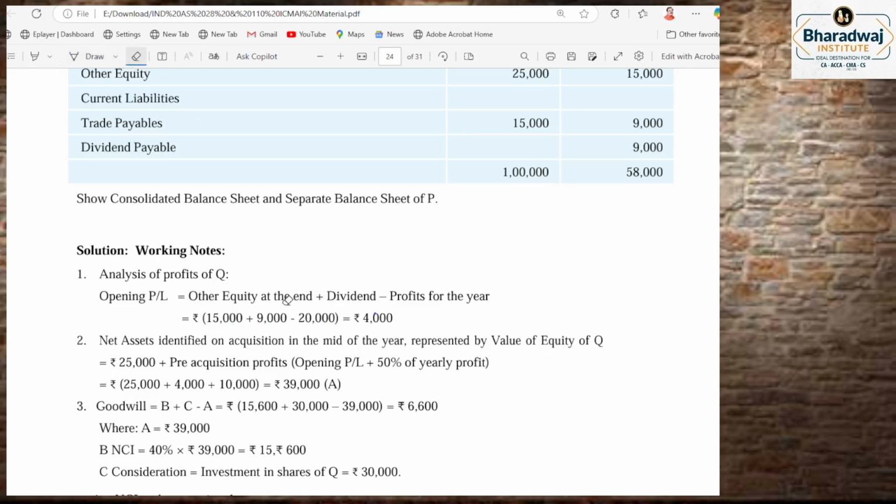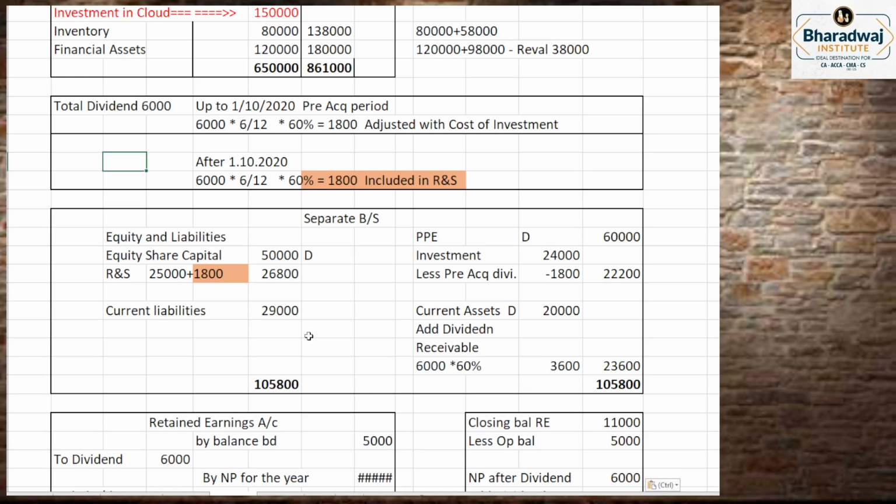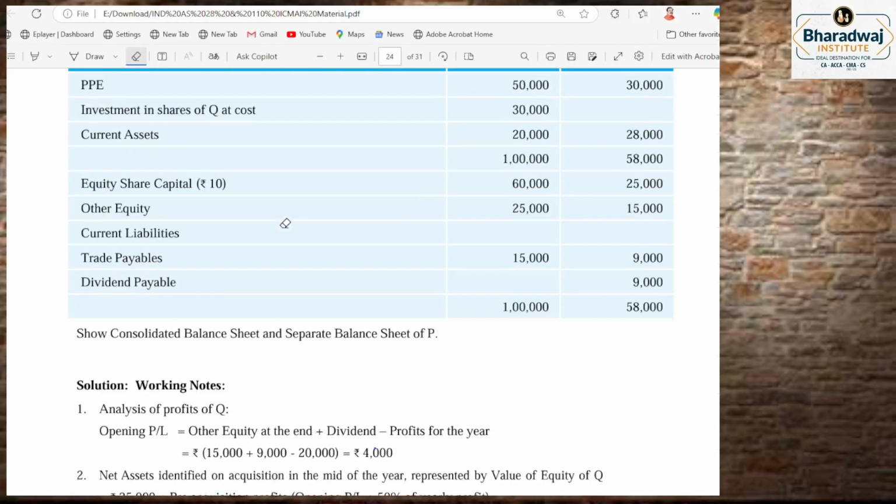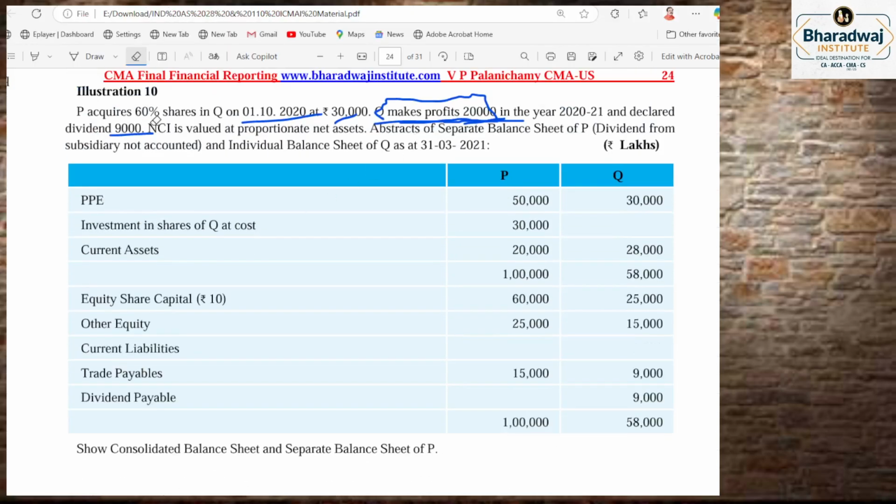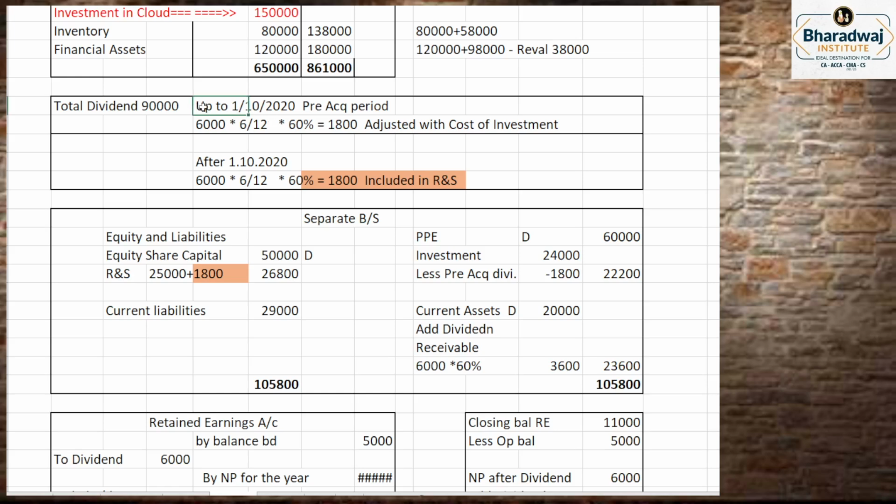Okay, let us do reserves and surplus. What is the total dividend declared for the year? 9,000. Of that, up to 1st October it will become pre-acquisition. Up to 1st October it will become what? Pre-acquisition.